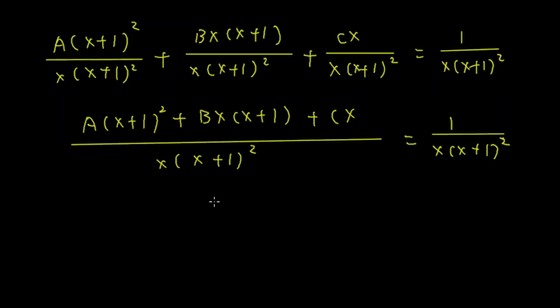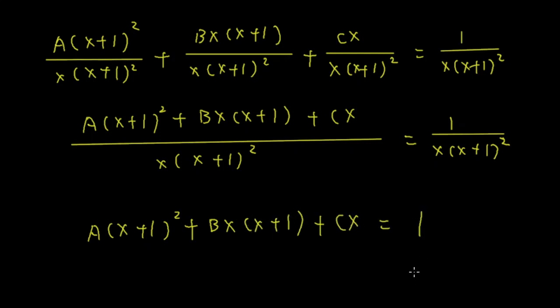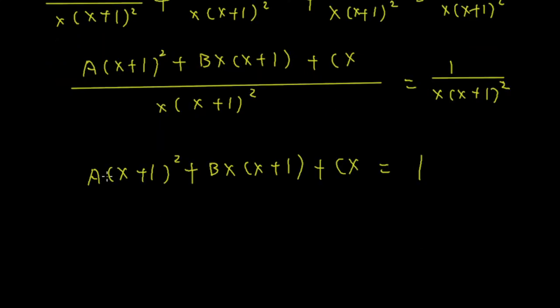Okay, since the denominators on both sides are equal to each other, that means the numerators on both sides will be equal to each other. So we can write this now as a times (x plus 1) all squared plus b times (x plus 1) plus c times x equals 1. Okay, now we're to solve a, b, and c. The next thing we have to do is expand and distribute.